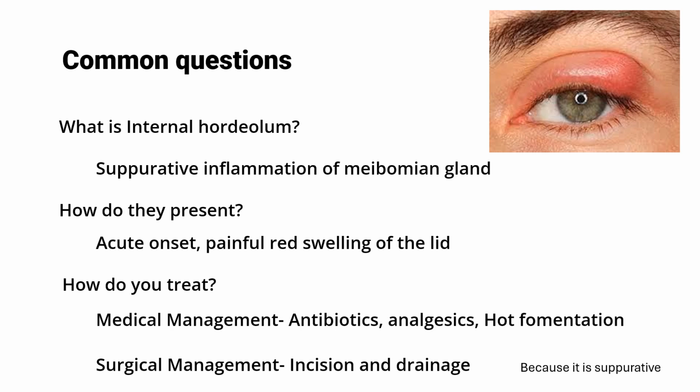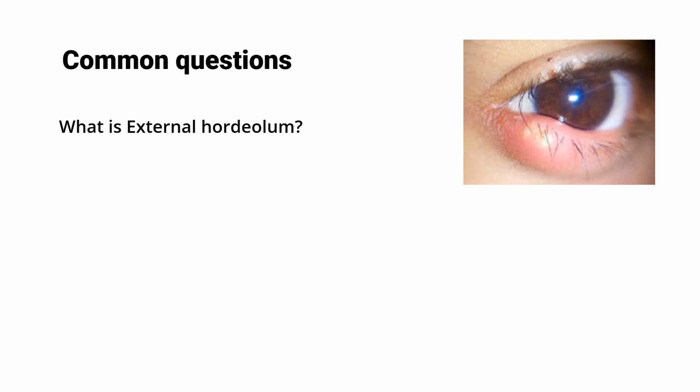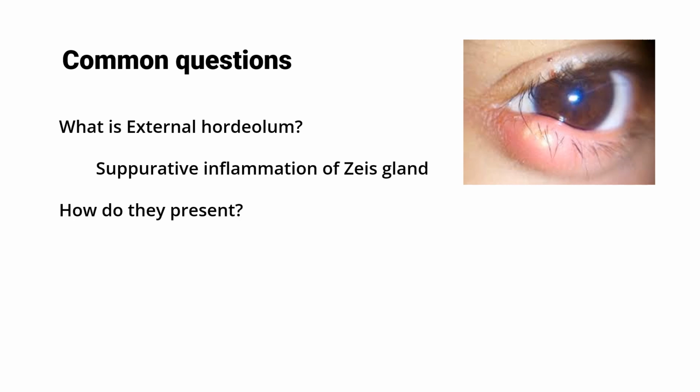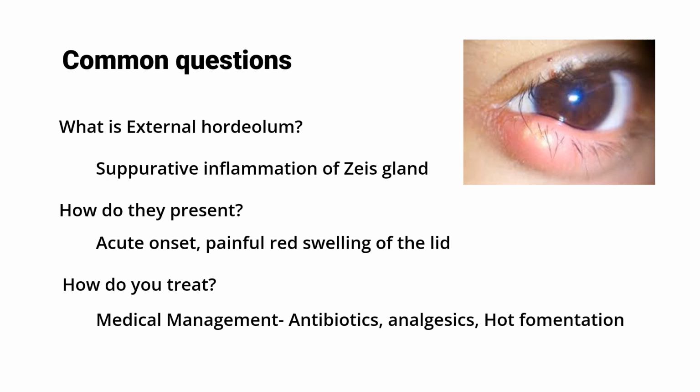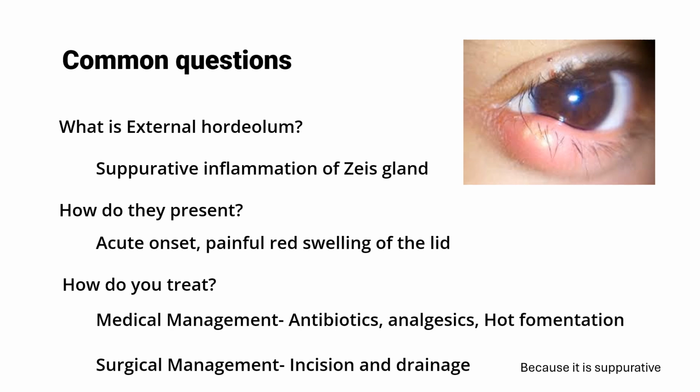gland. Okay. So, what is external hordeolum? External hordeolum is suppurative inflammation of the gland of Zeis, which is present along the anterior margin of the eyelid, along with the eyelashes. How do they present? Again, they present with acute onset painful red swelling of the lid, but the pointing is outwards. How do you treat? Again, similar management as in internal hordeolum: antibiotics, analgesics, and hot fomentation. Surgical management is incision and drainage, because it is suppurative, right?